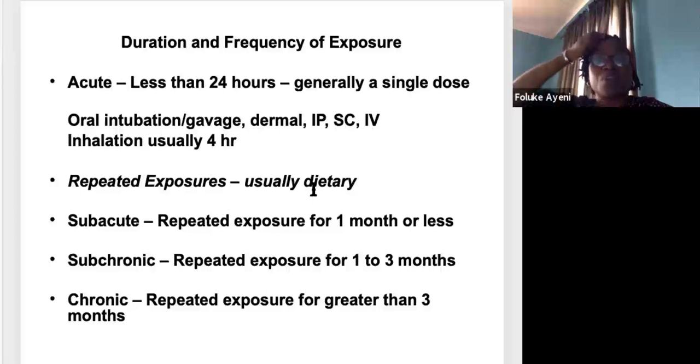Exposure could also be subacute, which is repeated for 1 month or less. But when the exposure is repeated for between 1 to 3 months, we say it is subchronic. A chronic exposure is one that goes on for greater than 3 months. So you know the difference between these durations and frequencies of exposure. Acute is for less than 24 hours. Repeated could be subacute, subchronic, or chronic exposure.